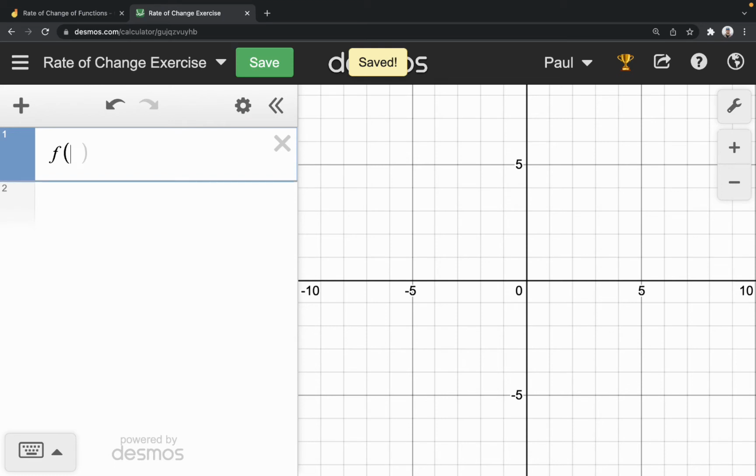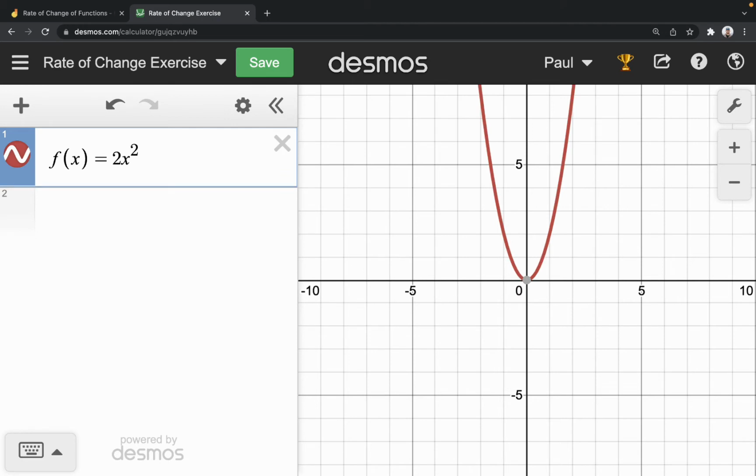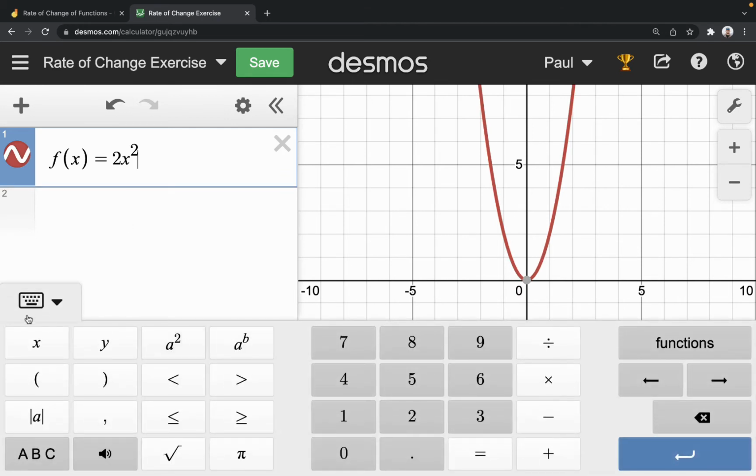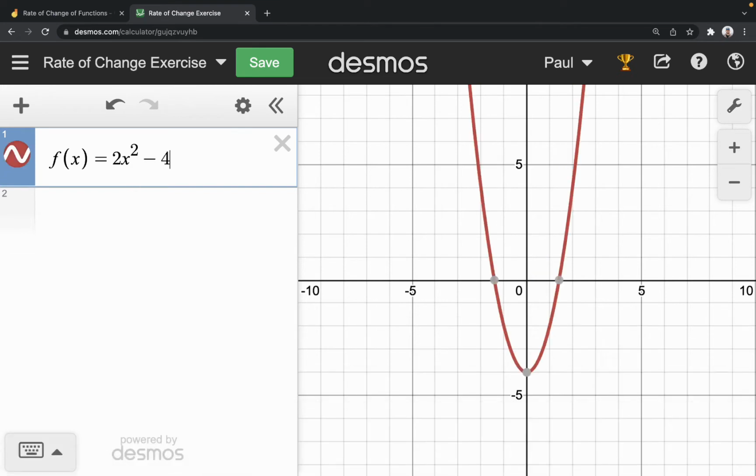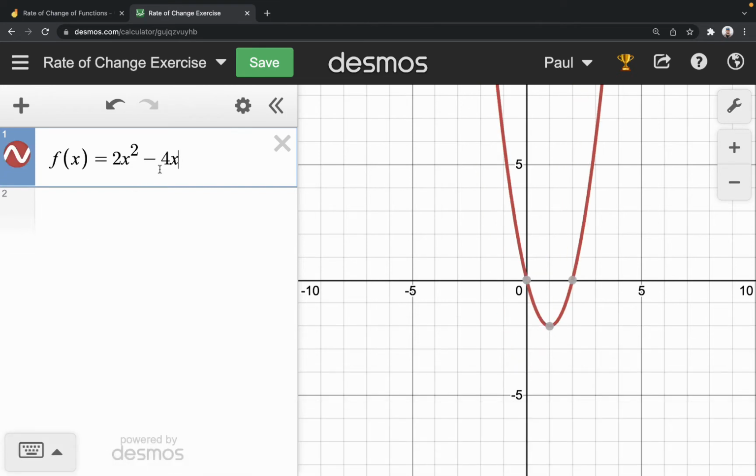First thing I'm going to do is define the function by just typing it in the same way you might type it into your homework to answer a question. You'll have to use Shift-6 on the keyboard to type an exponent, or you can use this keyboard and there's some options there. So my function was 2x squared minus 4x. I'm able to trace it and see some points. Specifically, I had the interval from -2 to 5.